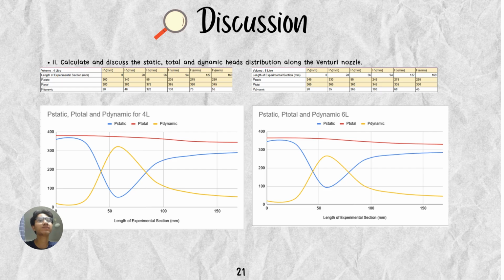And the total head is the highest at P1 and started decreasing until P3 and then gradually increasing. Other than that, we can see that the dynamic head for 4 liter is larger than the dynamic head for 6 liter. This is because the difference between the static head and total head for 4 liter is greater than the difference of the static head and total head for the 6 liter.